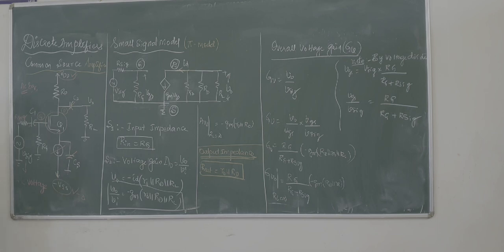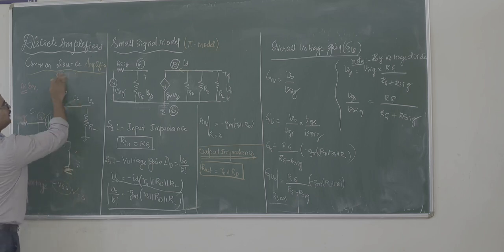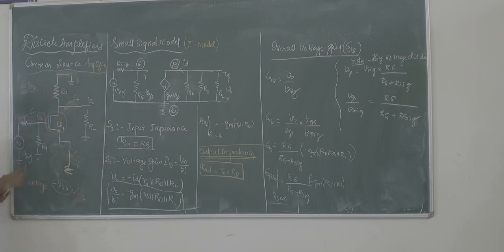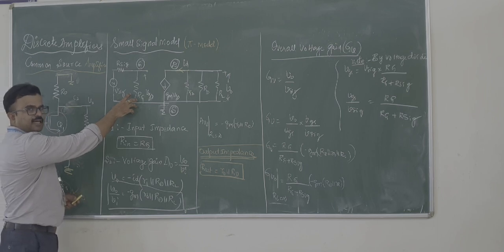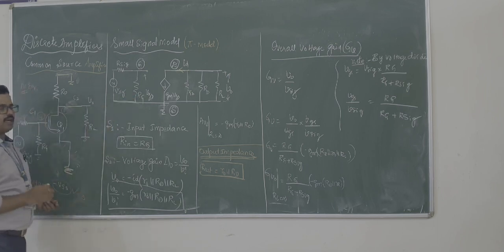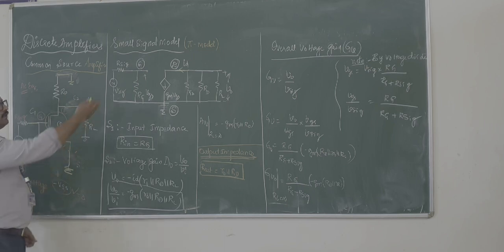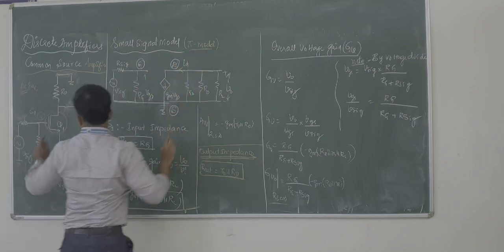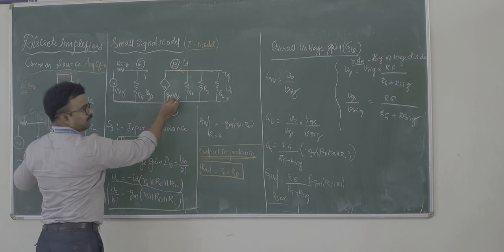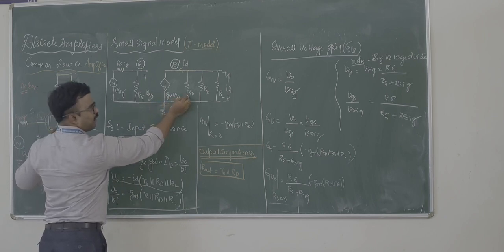After doing this, I tend to get an AC equivalent circuit, something of this type. So this is ground. Now from this AC equivalent circuit, I need to write a pi model or T model, depending on the requirement. For this instance, I have considered a pi model. The transistor Q1 is replaced with gm VGS in parallel with ro.